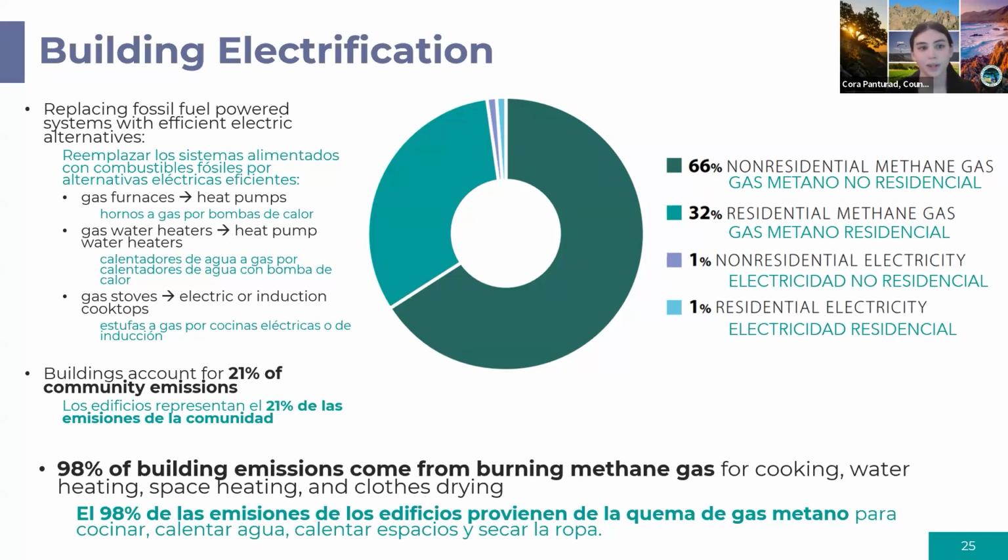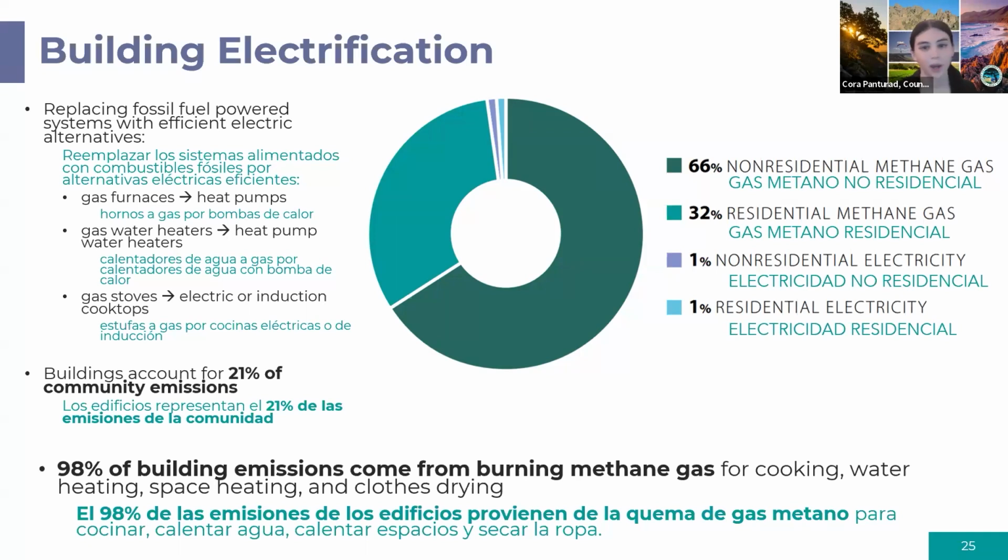For gas stoves, there is the opportunity to switch these out for electric or induction cooktops, and this will also help us reduce emissions and move whole buildings away from the gas system. And 98% of our emissions from buildings do come from burning gas. And most of that is for sources that aren't related to cooking. It's mostly space and water heating.